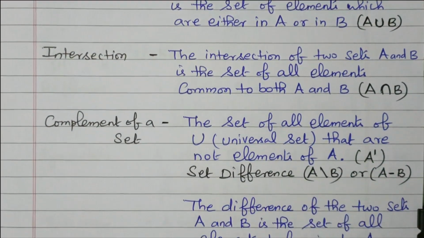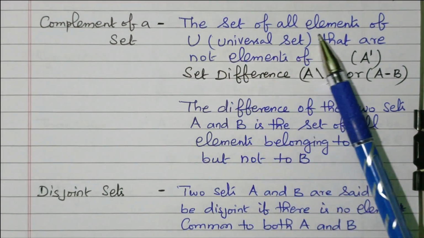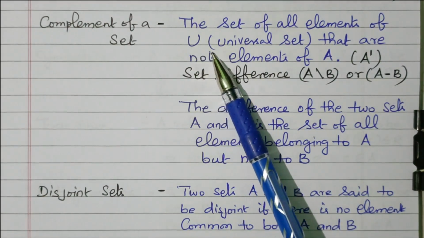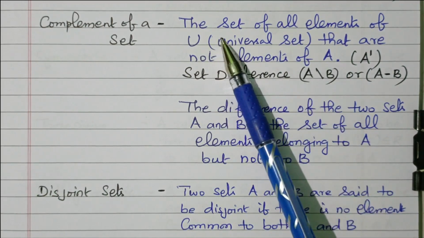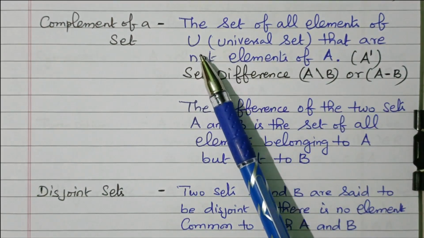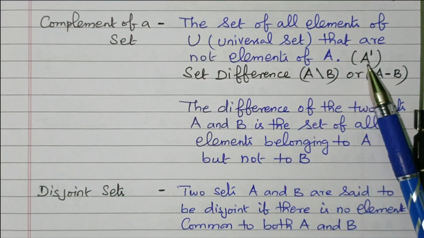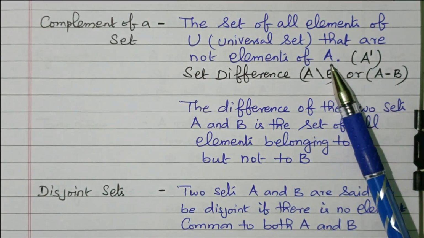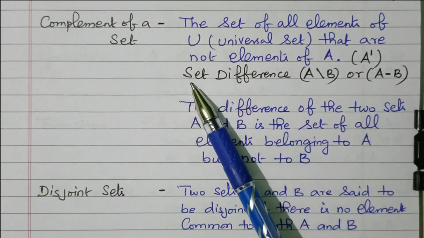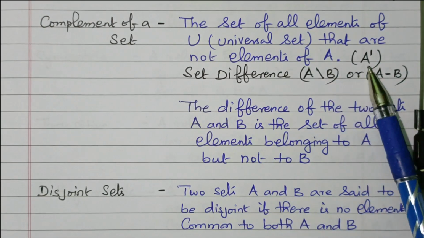Next one is the complement of a set. It is the set of all elements of the universal set U that are not elements of A, that is A dash. A is the set of elements. A dash means the elements not available in A, that's called A dash.